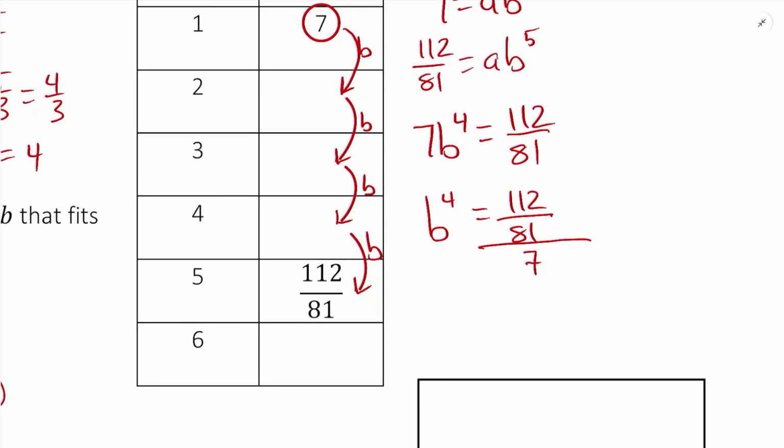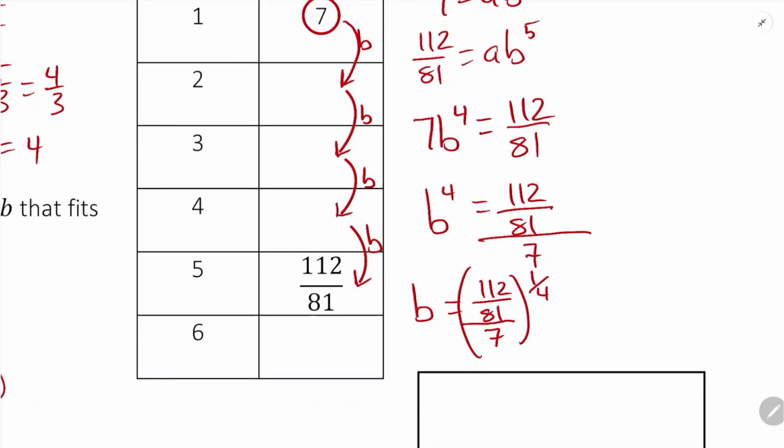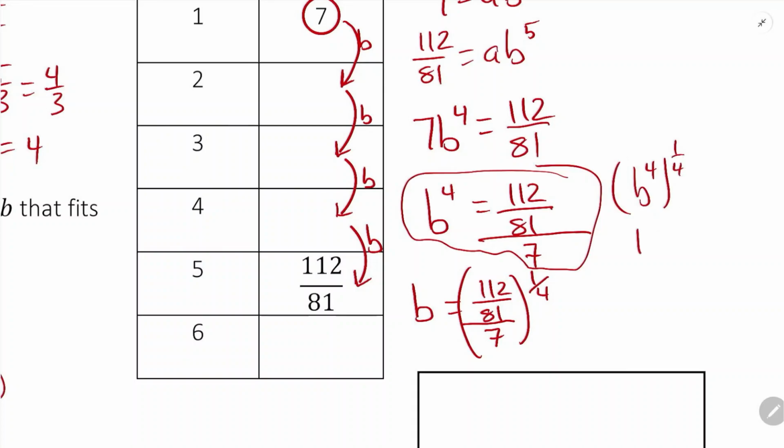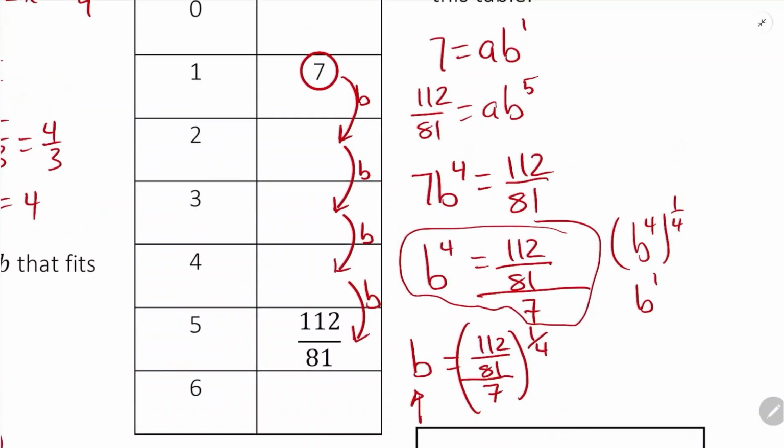Now if I want to figure out what my multiplier is, I'm just going to take b, and it's going to equal 112 divided by 81 all over 7. But I'm going to raise this now to the 1/4 power. If I raise both sides of this equation to the 1/4 power, over on the left-hand side I end up with b to the 4th, and when I raise b to the 4th to the 1/4, that equals b to the 1st. So I've got b to the 1st power, and this is going to let me figure out what b is.